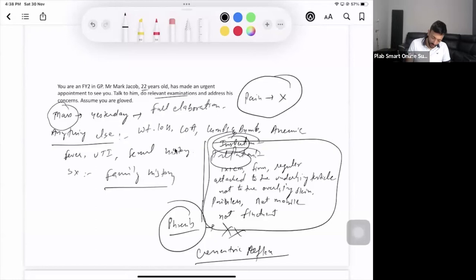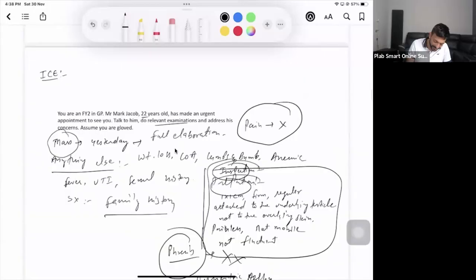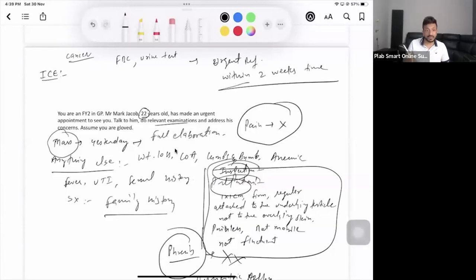What's the management? Do a nice ICE, obviously. And as I said, any mass anywhere in the body, patient will be concerned about cancer. So what do you think? He's 22. Is there any possibility of cancer? Yes, of course. So what we're going to do, maybe you can do the routine blood test here if needed in the GP itself. You can do urine test as well, right? And then what's going to happen? We have to make an urgent referral to the specialist within 2 weeks' time. That's the main thing. The specialist will be seeing this patient and the further investigations will be done.